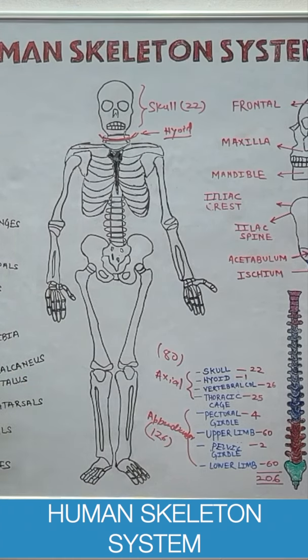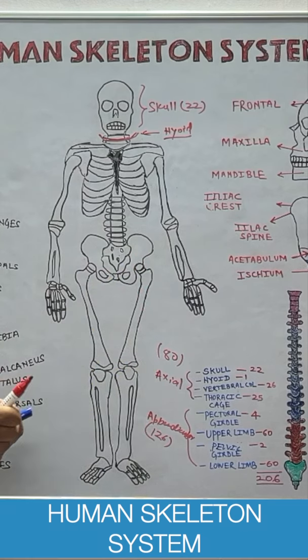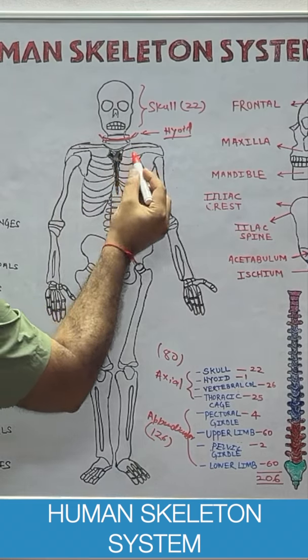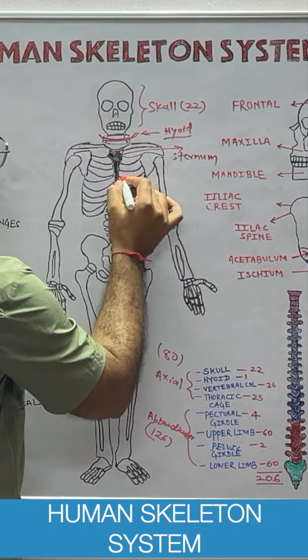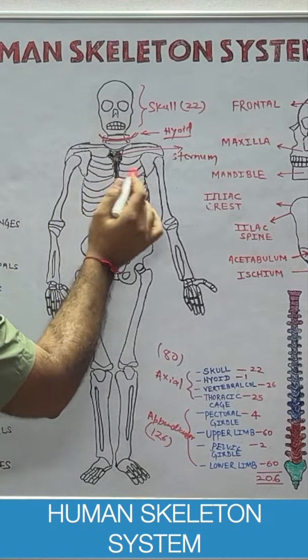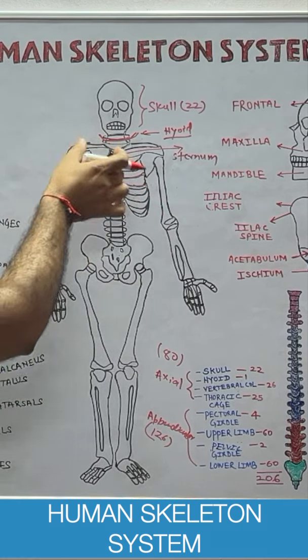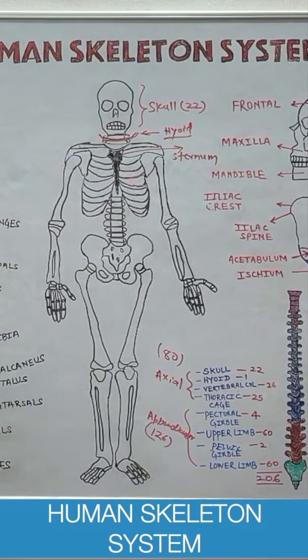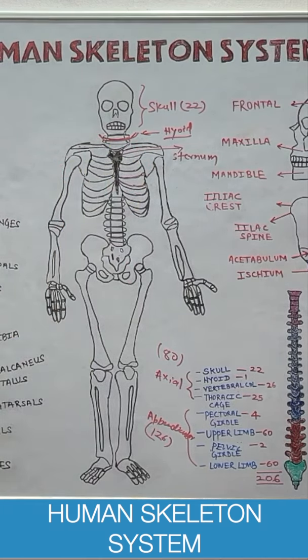Then you have the thoracic cage. The thoracic region of the vertebral column consists of the thoracic ribs, which are attached posteriorly to the thoracic vertebrae and anteriorly to the bone called the sternum, which is right here. So these ribs are connected anteriorly to the sternum and posteriorly to the thoracic vertebrae of the vertebral column. The sternum and the ribs form a cage known as the thoracic cage. So the thoracic cage, vertebral column, hyoid bone and skull form the axial skeleton.